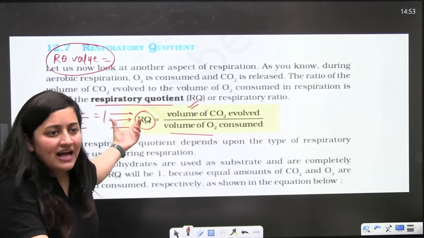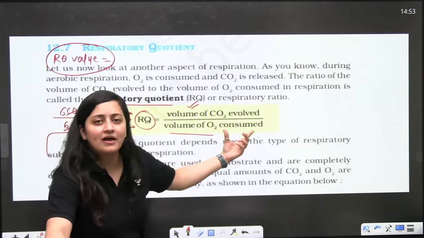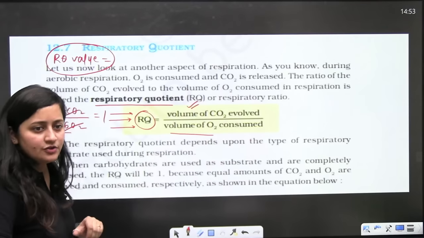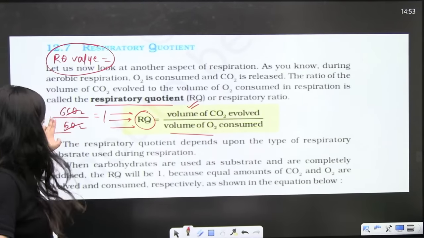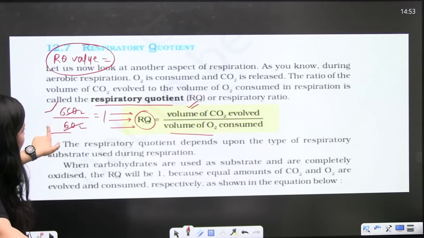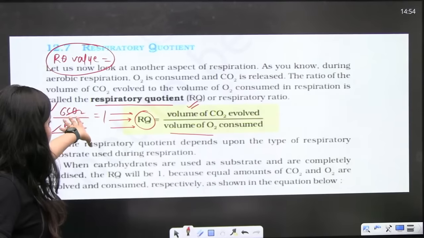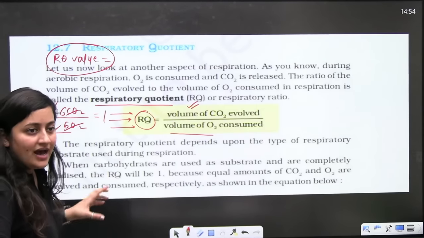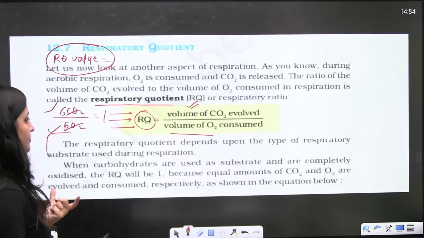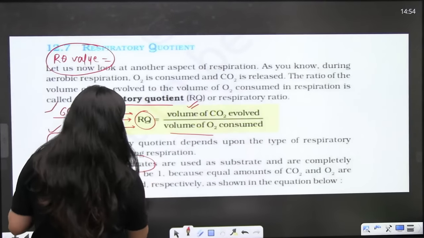So, RQ value, the respiratory quotient: volume of carbon dioxide evolved to oxygen consumed. 6 carbon dioxide are evolved, 6 oxygen are used for the oxidation of that sugar, na? So, RQ value is 1. This is what you need to remember. So, for carbohydrates, RQ value is 1, right?